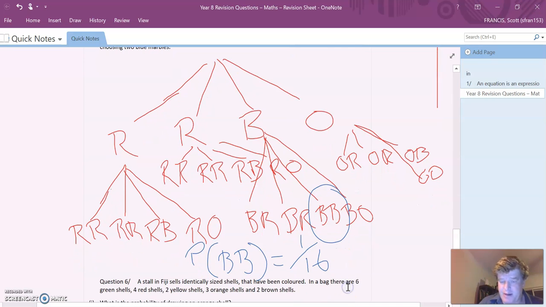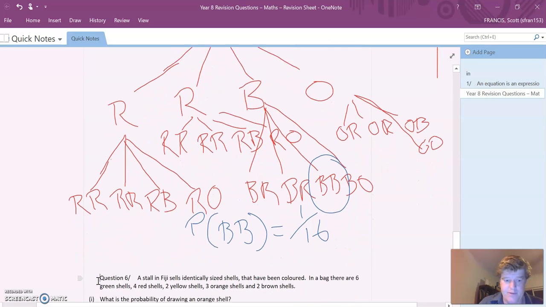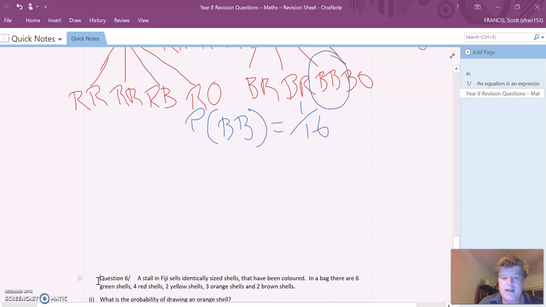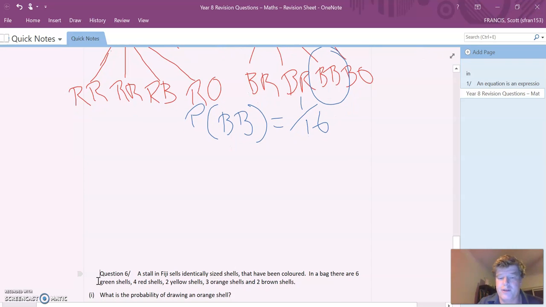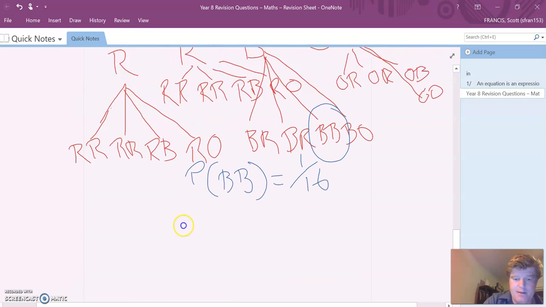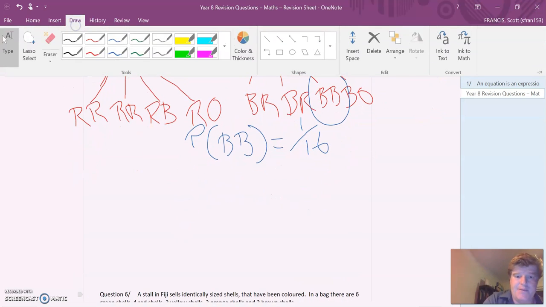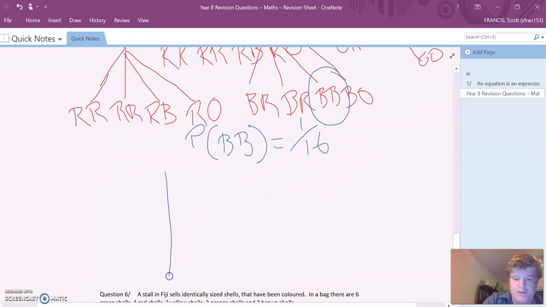Now, the slightly easier way, fortunately, because there's been a lot of toing and froing here, the slightly easier way to draw this is probably the two-way table, where we just put the options down each side.